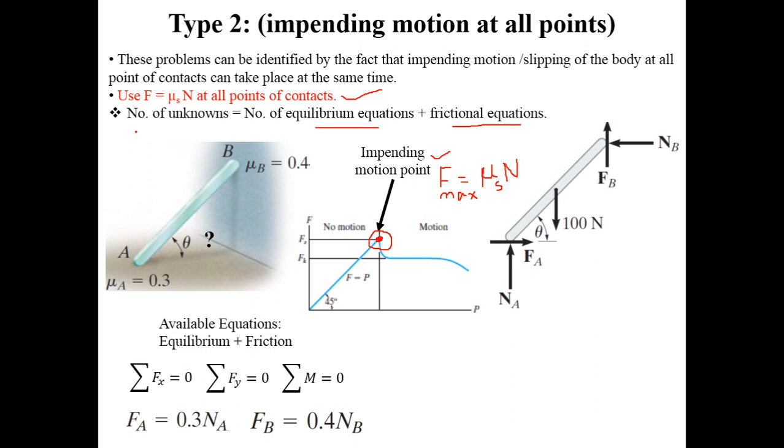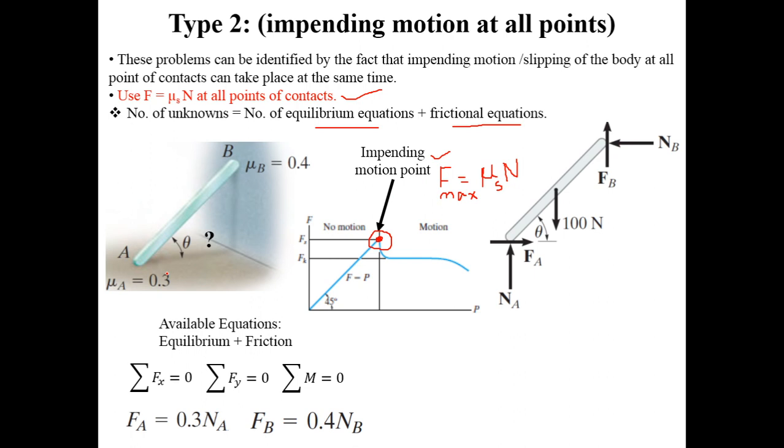Therefore, for type 2 problems, you will notice that the number of unknowns should be equal to the number of equilibrium equations plus friction equations. So for example, if you draw the free body diagram of this member, we see that we have a normal reaction appearing at point A, a friction force appearing at point A, then a normal reaction appearing at point B, and then a friction force appearing at point B.